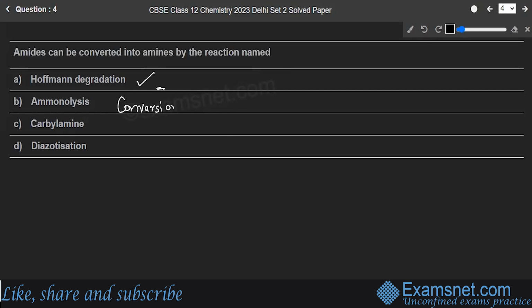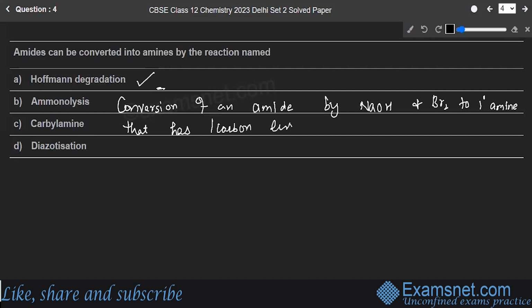Let's write it down. Conversion of an amide by the action of sodium hydroxide and bromine to a primary amine that has one carbon less than the starting amide is known as Hofmann's degradation, option A. Hope you understood this. So we have the first option as the right answer.